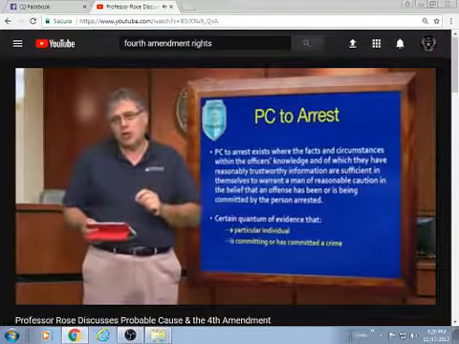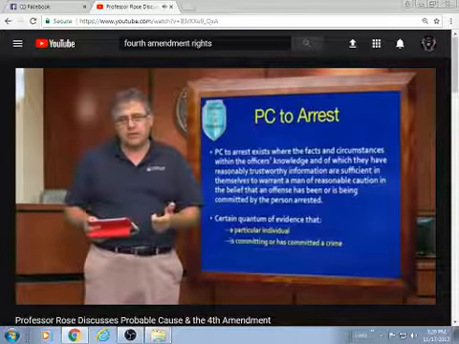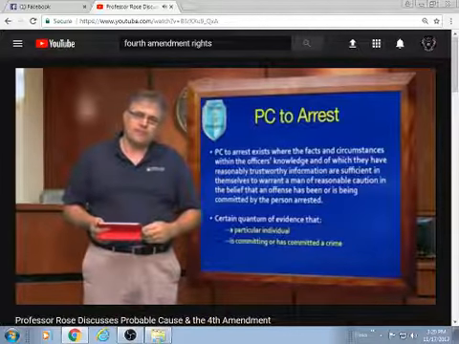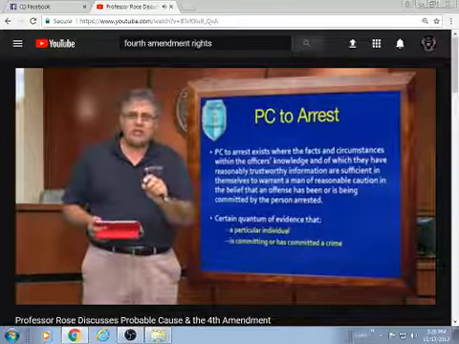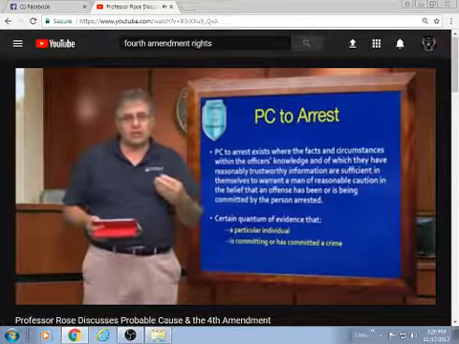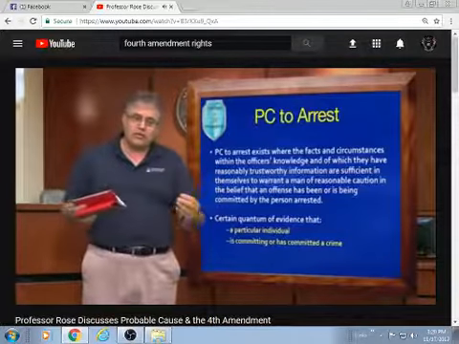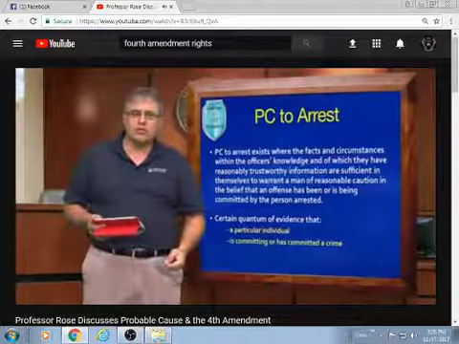You've got to have a certain quantum of evidence about the person and about the crime that's being committed. And that's sufficient for probable cause to arrest. And if I'm going to get a search warrant, I have to establish probable cause. I bring it to the magistrate. I swear that what I'm telling is true. The magistrate does a check of it, a judicial oversight. And if the magistrate agrees, they'll then authorize the search warrant.